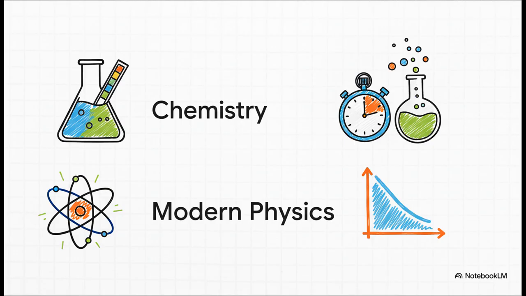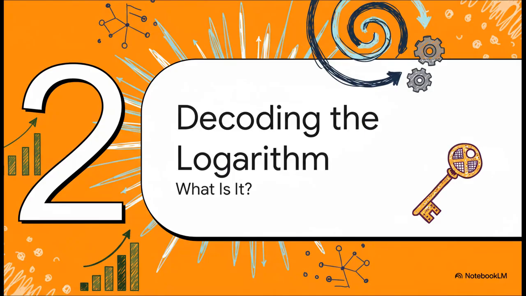Take chemistry, for example. You ever heard of the pH scale? For measuring acidity? That's all logarithms. They also help chemists figure out how fast reactions are going to happen. Then you jump over to physics, and they're absolutely critical for modeling things like radioactive decay, which, of course, follows an exponential curve. All right, so we get it, they're useful, but what is a logarithm, really?